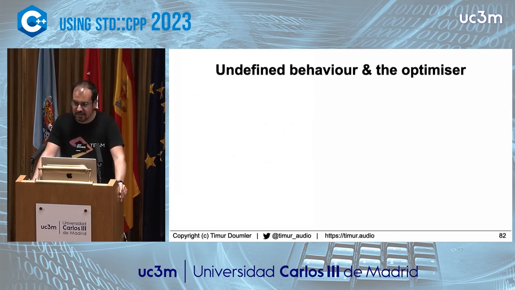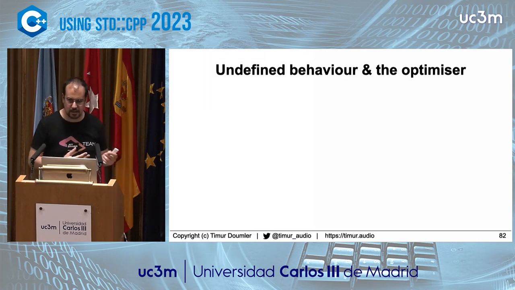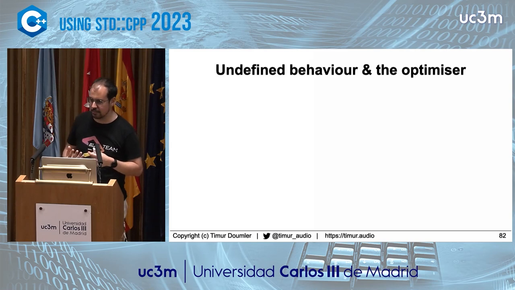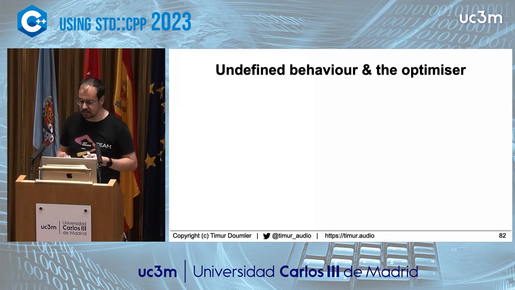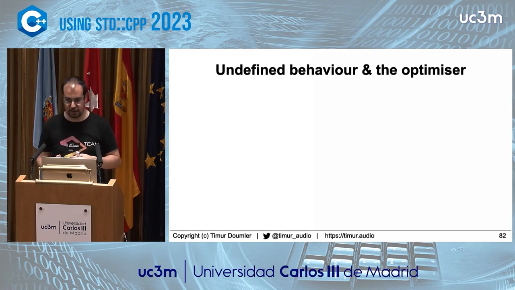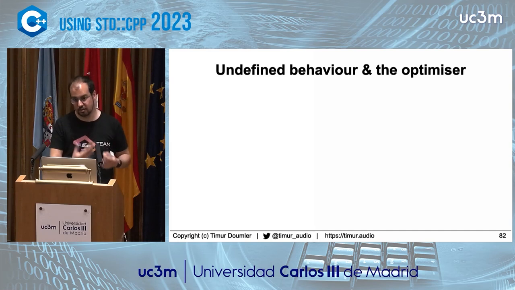Undefined behavior in the optimizer. We already talked about this a little bit. You do some low-level stuff, but then you trigger undefined behavior. And optimizing and undefined behavior are kind of two sides of the same coin, right? Because optimization requires the compiler to assume certain things. Well, this can never happen, therefore I can optimize based on the assumption that this can never happen. But then if it does happen, it's UB.